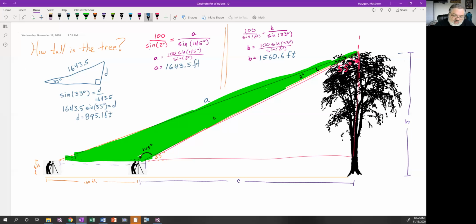Okay. Now, why did I call that D instead of H? Well, just to be picky here, that's this distance above our eye line, but our eye line is another 6 feet. So how high is our tree? 901.1 feet.